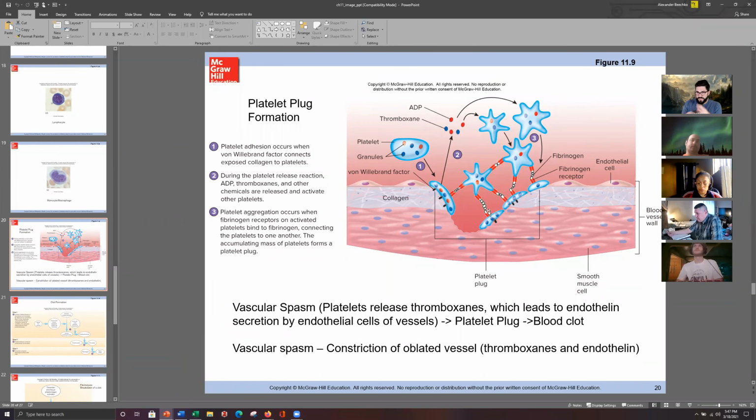And so you can see that as more and more of these start to bind up, more thromboxanes start to get released. You can see how this positive feedback loop can create a really large scale response, and we can get a lot of platelets being bound very, very quickly.